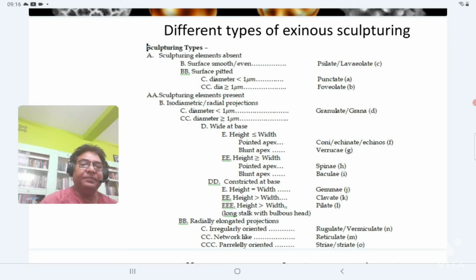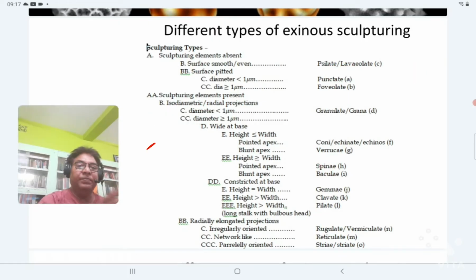So depending on that, if it is isodiametric, there could be various types of structure. It could be pointed, it could be rounded, it could have the basal region narrower, the upper region wider. Depending on that, there are different nomenclatures. Like the first one, the diameter is less than 1 micrometer. If the diameter of the element is less than that, and the tip is rounded, in that case we call it granulate or grana. So small, very small, tiny granules over the surface is the grana.